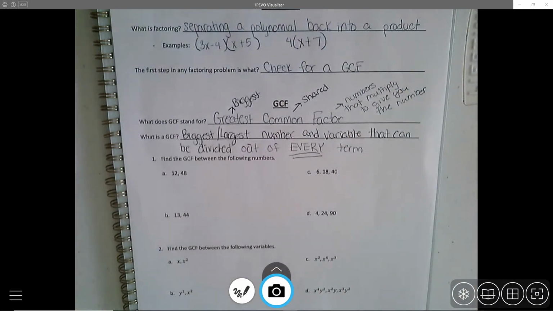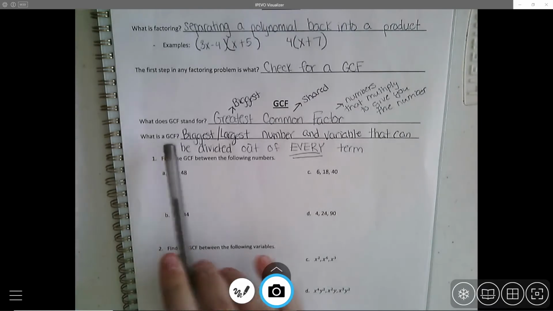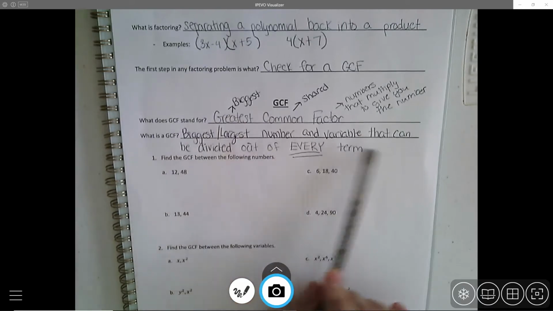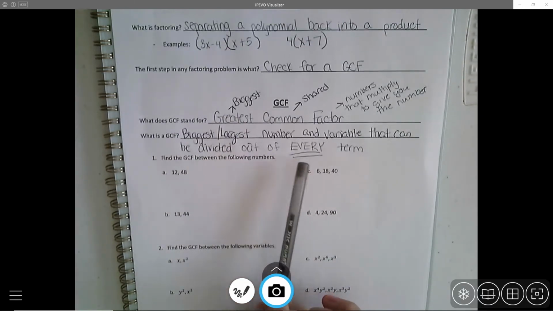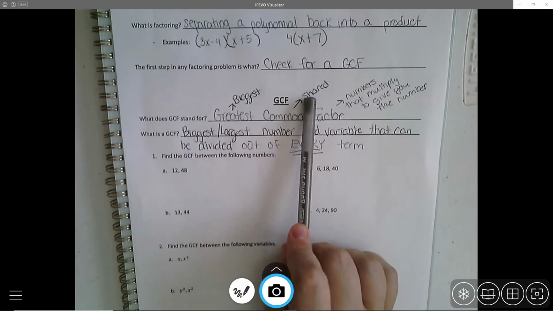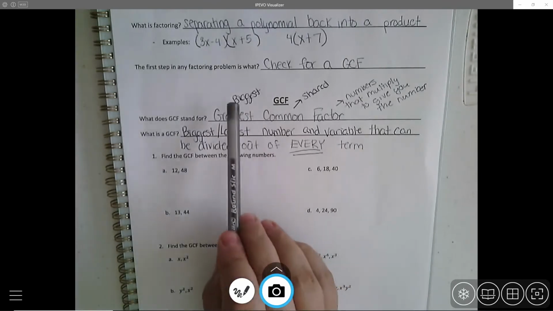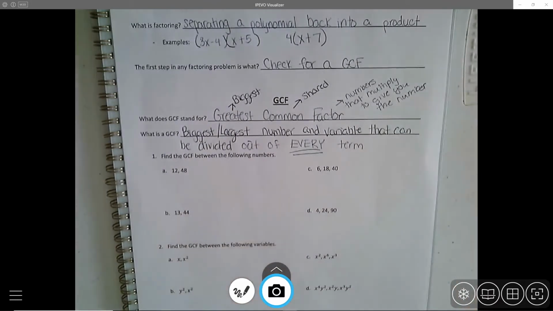Okay, so when we look at what a GCF is, it's the biggest or largest number or variable that can be divided out of every term. Basically, I'm writing down a bigger definition from what we have up here. Something that's shared, and a number that can be multiplied. That's just a fancy way of saying it, but really, what we need to think about is the biggest shared number that multiplies to give you that number.